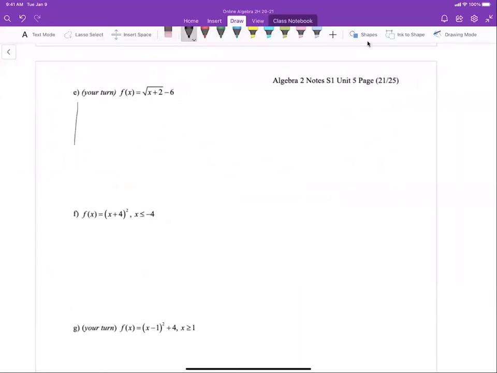Welcome back. I'm going to graph the original function. It's a square root function that's been shifted left 2, down 6. So we'll call that 2, call that 6. And it's just a square root function, looks something like that.